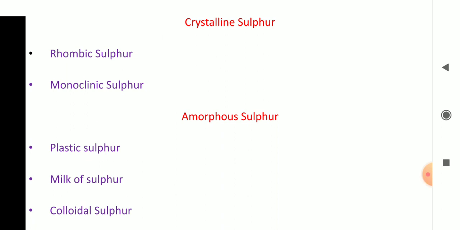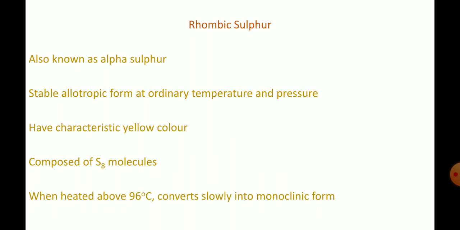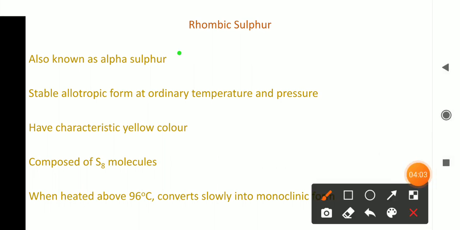First we can deal with rhombic sulfur. Dear students, as we know already, it is a crystalline form. Look at point number 1. It is also known as alpha sulfur, that I told you just now. Then come to point number 2. This is the most stable allotropic form. Stable means it cannot be easily affected by heat, light or other chemicals. So this rhombic sulfur is the most stable allotropic form at ordinary temperature and pressure.